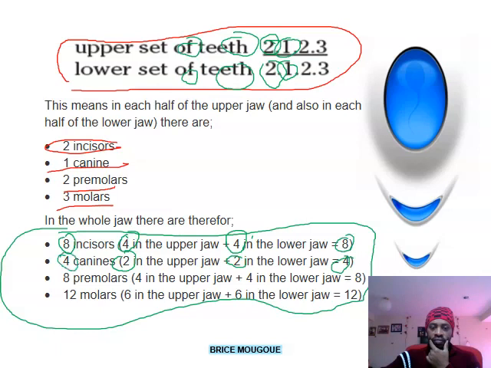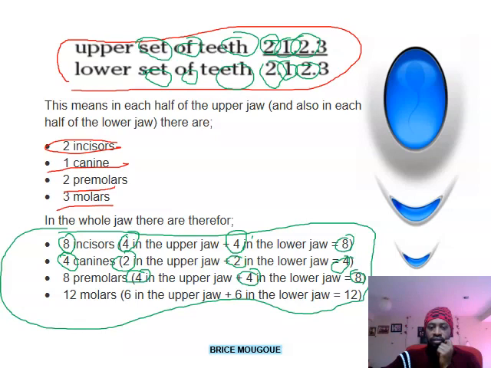Premolars. Two up on the right, two up on the left. That gives me four in the upper jaw. Two down on the right, two down on the left. That gives me another four in the lower jaw. 4 plus 4 should give me eight. Then I'll have eight premolars.